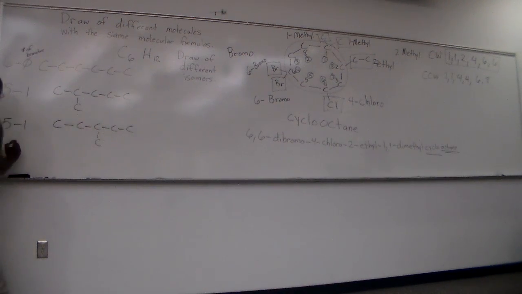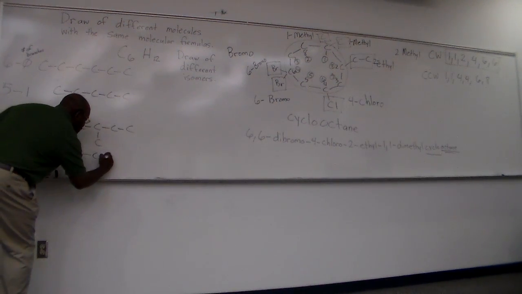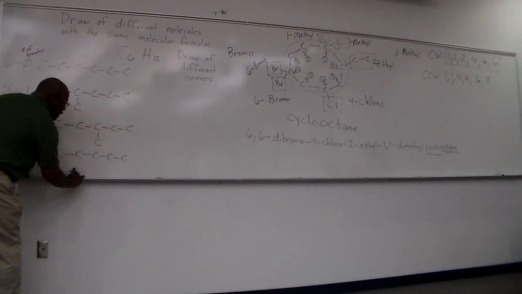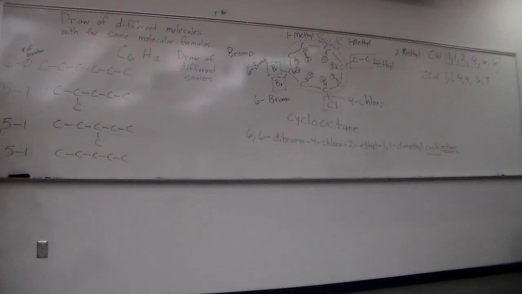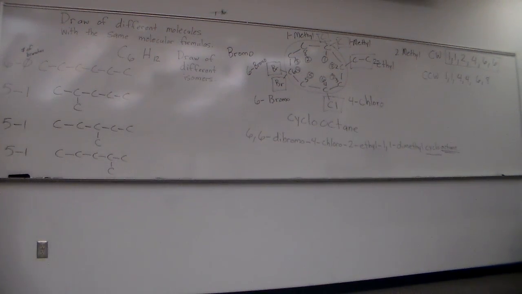Now I'm going to do my next set. Once I go 5 and 1, I keep my carbon skeleton the same, and this time I put my group on carbon number 4. Now, if I put it on carbon number 4, is that different than the molecule we made earlier?